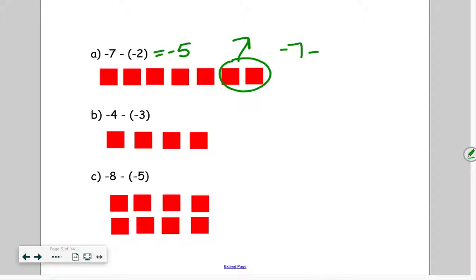Now let's do it with the same saying Mrs. Fremen gave you. There's my 2 negatives, right? I can make one great big plus sign, or change subtraction to addition, change the sign of the second number. The second number was negative, we're going to make it a positive. Now, negative 7 plus 2. 7 minus 2 is 5. What's bigger, 7 or 2? And it's negative, so our answer is negative. Still get a negative 5.